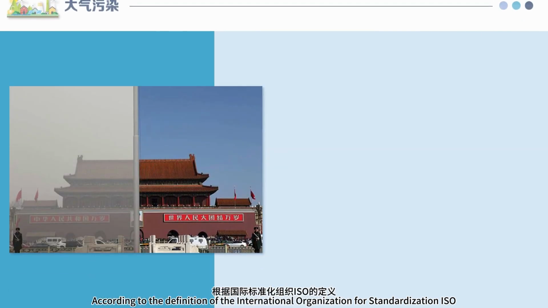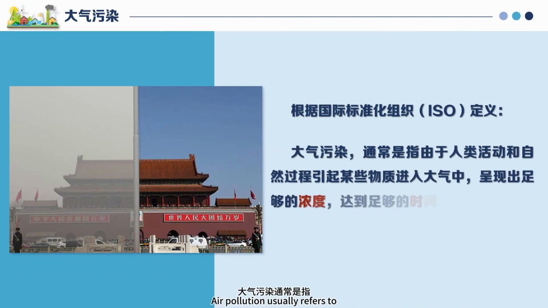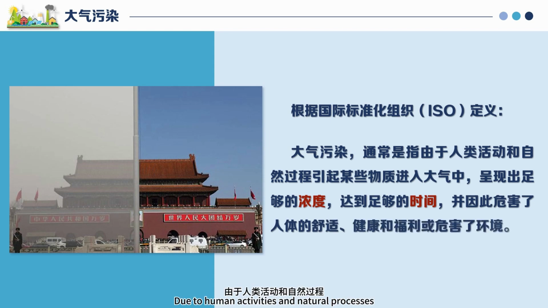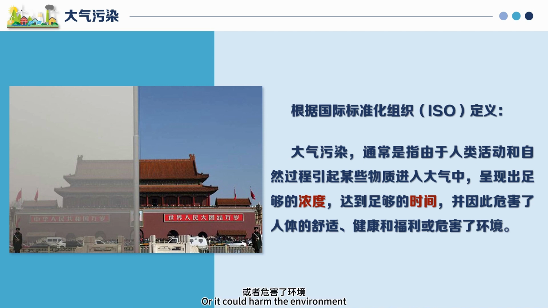According to the definition of the International Organization for Standardization (ISO), air pollution usually refers to, due to human activities and natural processes, causing certain substances to enter the atmosphere, present sufficient concentration, achieving sufficient time, and as a result, it endangers the comfort, health, and welfare of the human body, or it could harm the environment.